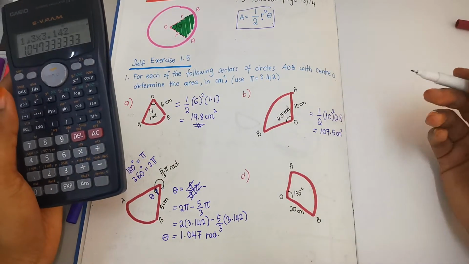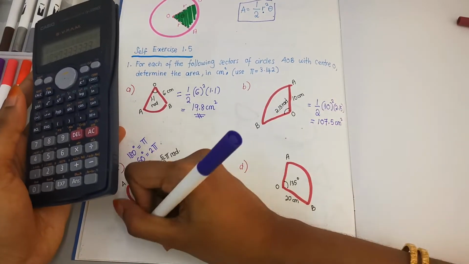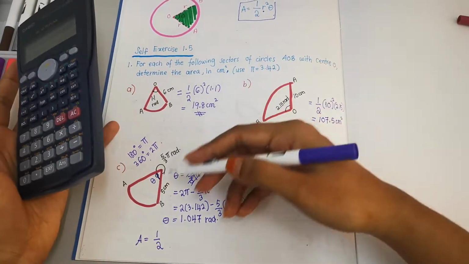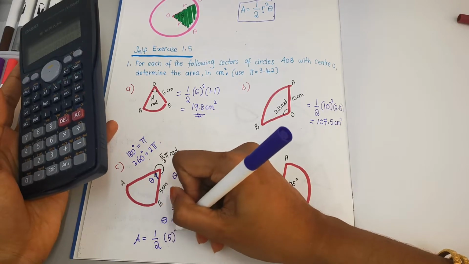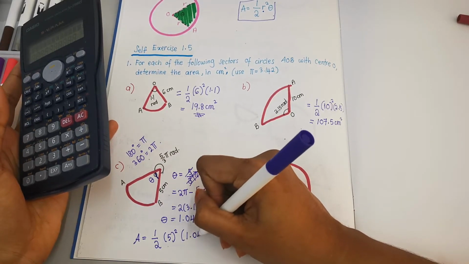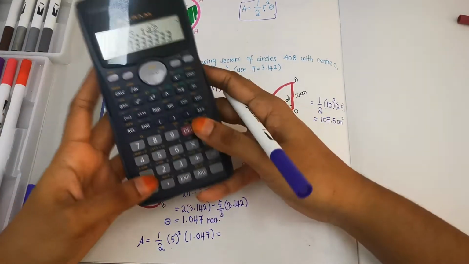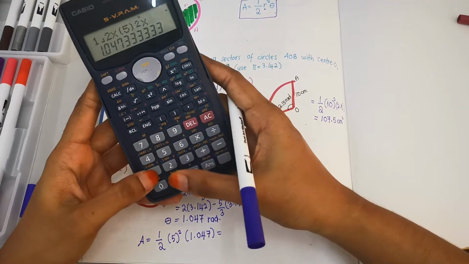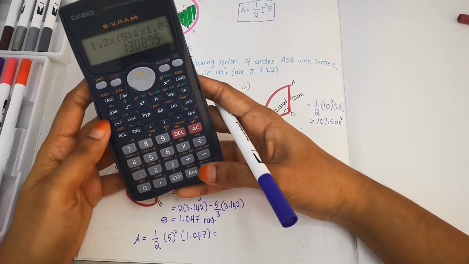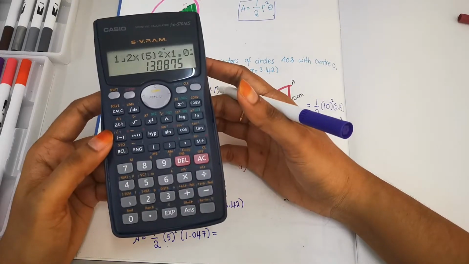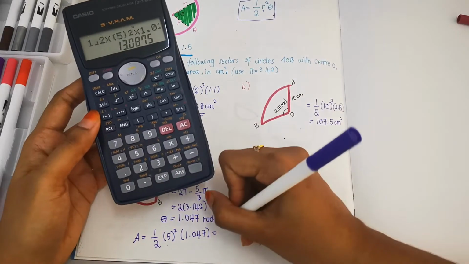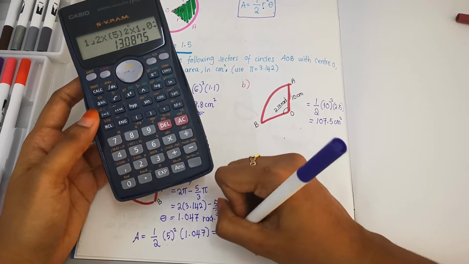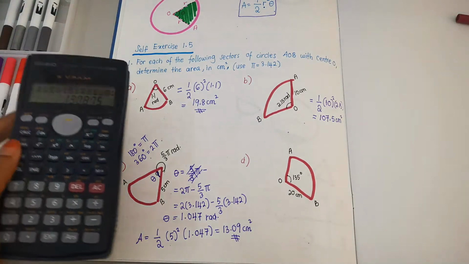Now let's find the area. The area will be 1 over 2 times the radius, which is 5, squared, times 1.047. So 1 over 2 times 5 squared times 1.047. We get 13.09, taking 4 significant figures. 13.09 centimeter squared. Done.